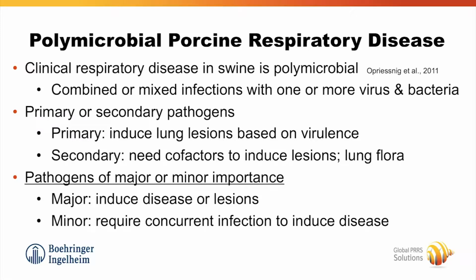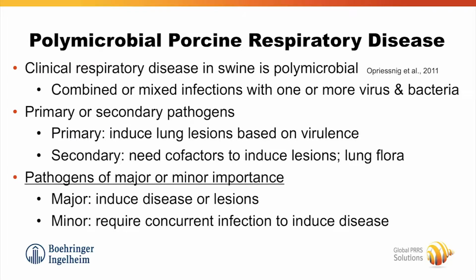Another term that's been used to describe co-infections within respiratory disease is polymicrobial porcine respiratory disease. It comes from a publication by Tanja Opriessnig in 2011, but again reiterates that our respiratory diseases more often are combined or mixed infections with one or more viruses or bacteria. They still involve primary or secondary pathogens, so the primary ones we feel can induce disease or lung lesions, in this case since we're talking about respiratory disease, based on the virulence of the pathogen. The secondary factors need some type of a cofactor to induce lesions. And many of those could be considered flora of the lung that could be residing there, but again, need something in order to tip it over the edge to let it become a significant player in the disease process.